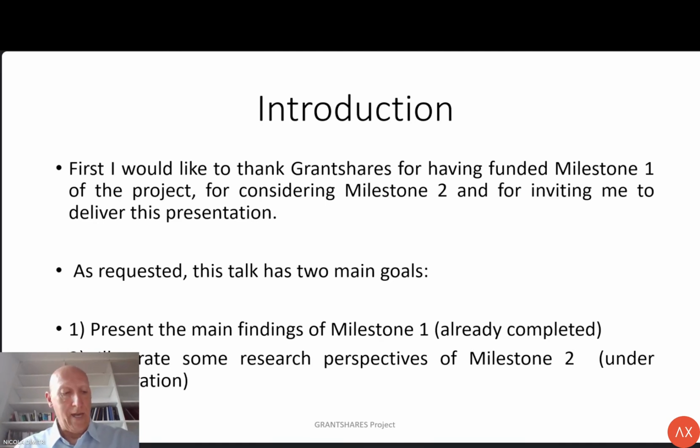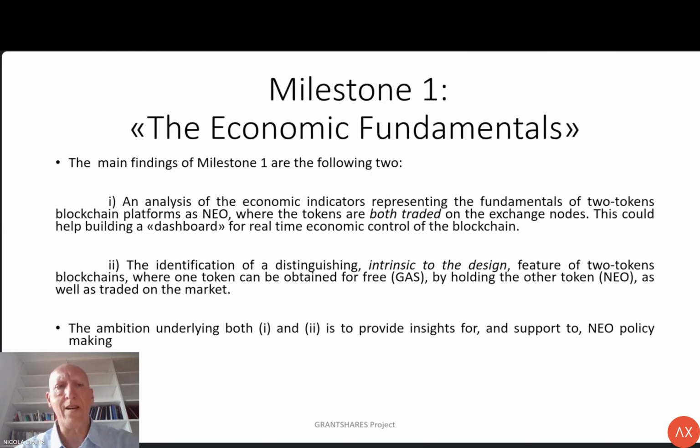So just to get quickly to the point, I was requested to talk about the main findings of Milestone 1, the first part of the project, and to illustrate some research perspectives of Milestone 2. So that's what I'm going to do. They are formally separated, but they have to be conceived as a unique big project on the economics of the NEO two token blockchain. Now, again, to navigate you immediately to the main findings.